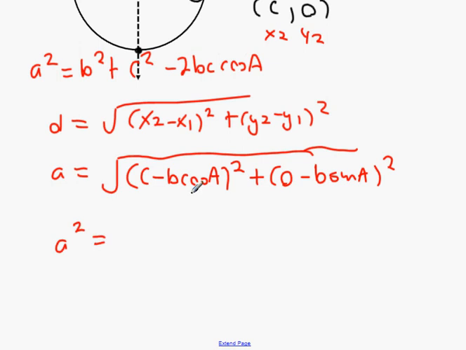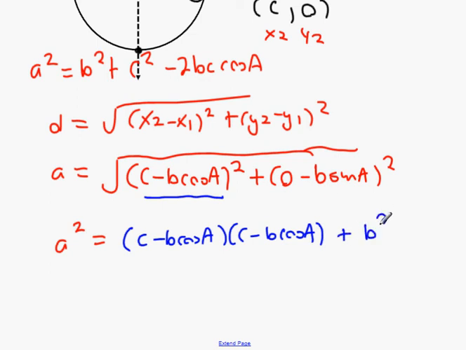Now, what is C minus B cos A squared? I'll just write it out longhand first. C minus B cos A, and then that's going to be C minus B cos A, and the next one's just going to be B squared sine squared A. You happy enough with that? Yeah. Just this part here squared out.